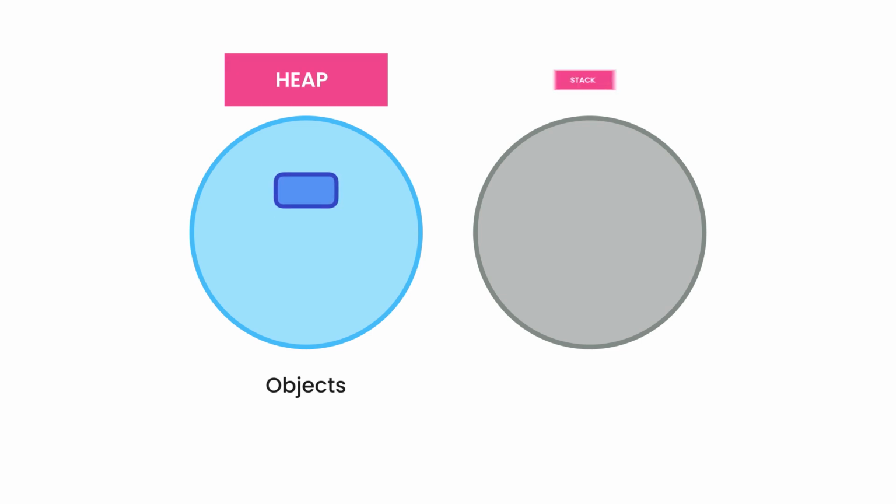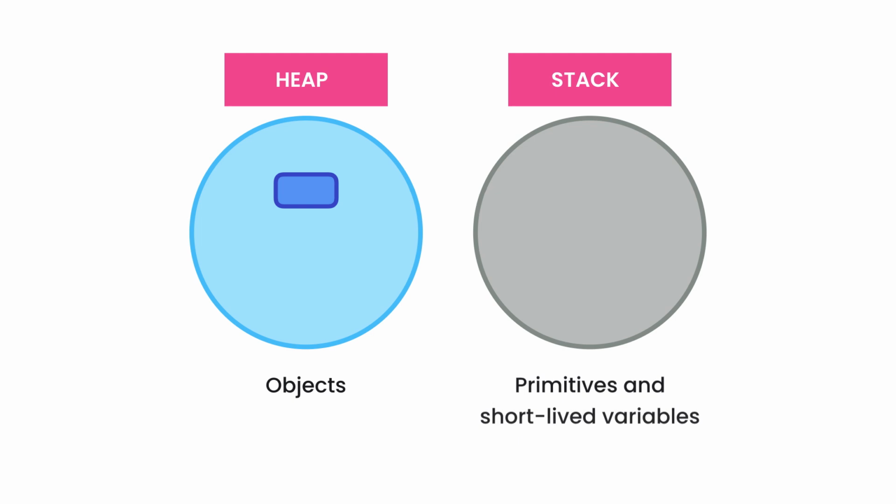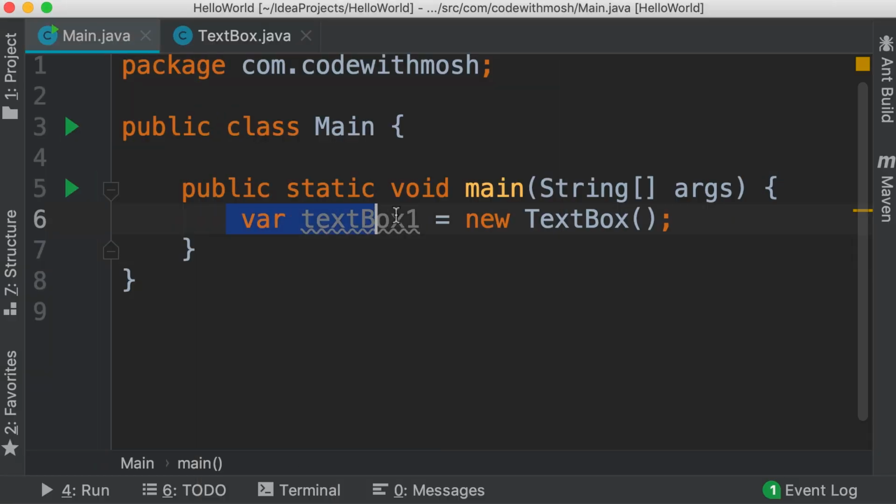The other area is called the stack, and this is where it stores short-lived variables, like all the primitives, as well as the variables that store references to objects on the heap. What do I mean by that? Well, look at this piece of code.